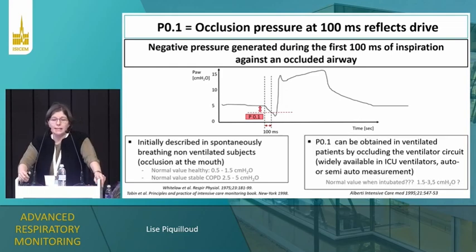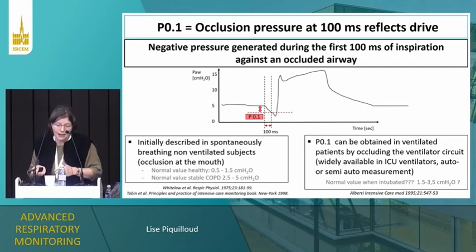Then we've said that it's easy to measure in ventilated patients because the circuit is occluded at the start of inspiration during assisted ventilation. But what are the normal values in intubated patients with assisted breathing? We don't know. And this is, for the moment, one of the problems. We would like to target normal values for normal subjects, but maybe those values are not the best ones, and this requires additional studies.